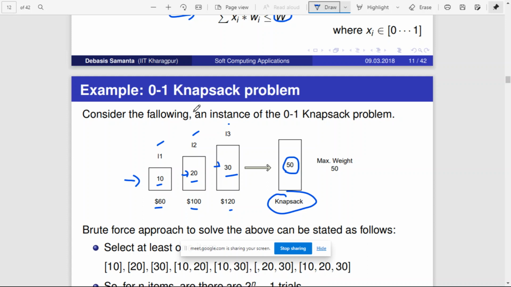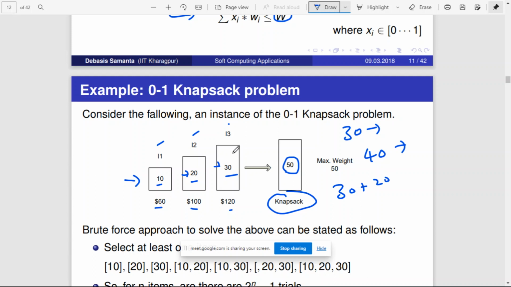10, 20, 30 means its weight will become what? He can visit only one time. 10, 20 means its weight is 30. 10, 30 means its weight is 40, but he can hold 50 kgs, right? So what is the wise solution? Yes, 30 and 20 he will take.